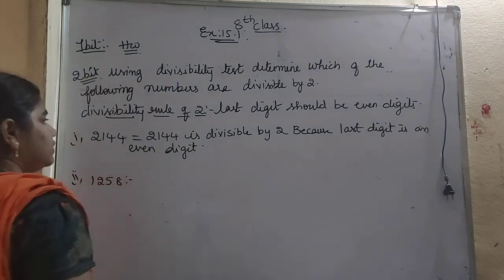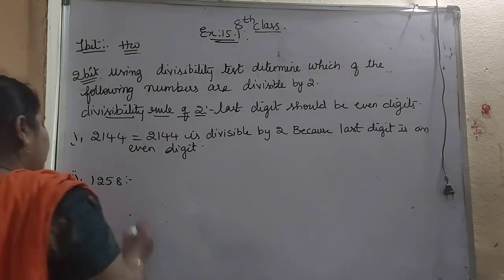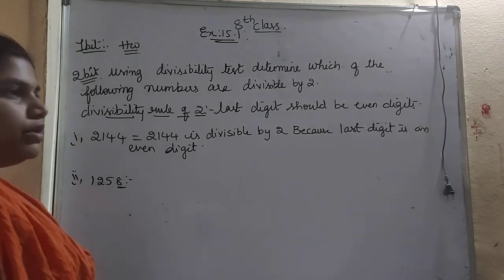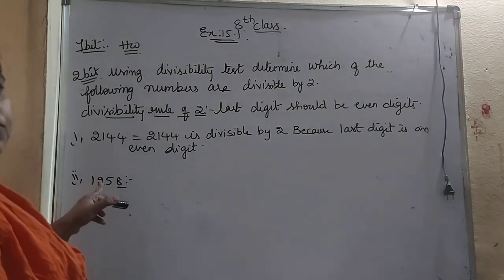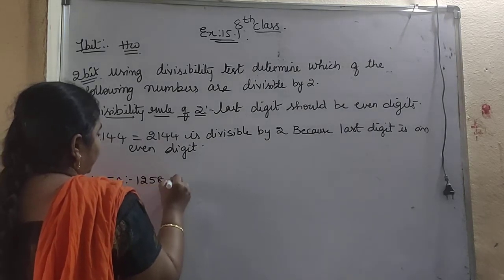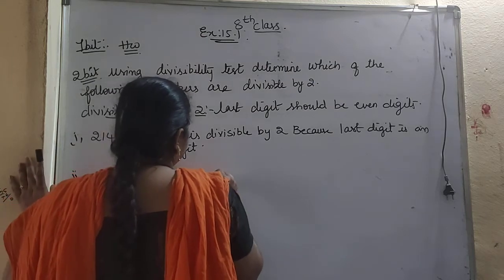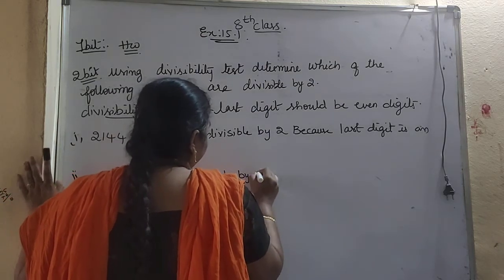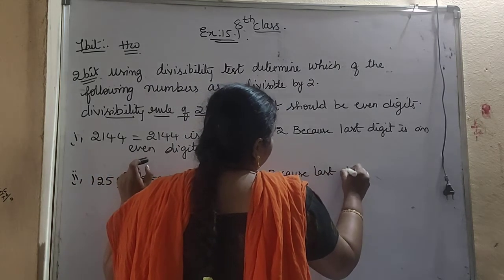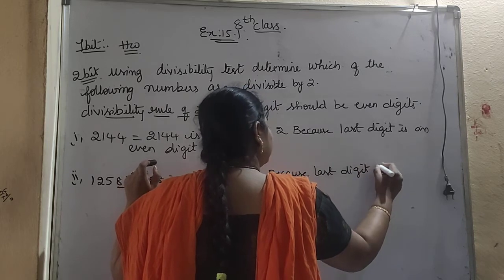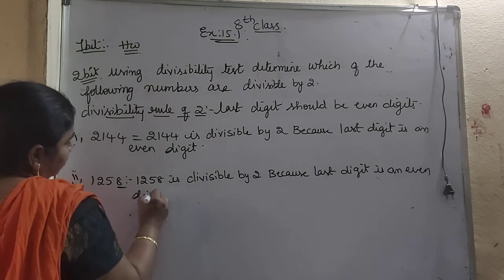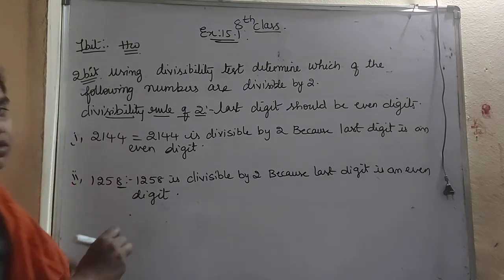1258. Whether this value is divisible by 2 or not, we have to check. The last digit is 8, an even digit. So this 1258 is divisible by 2. So here 1258 is divisible by 2 because the last digit is an even digit. So this is our second one.